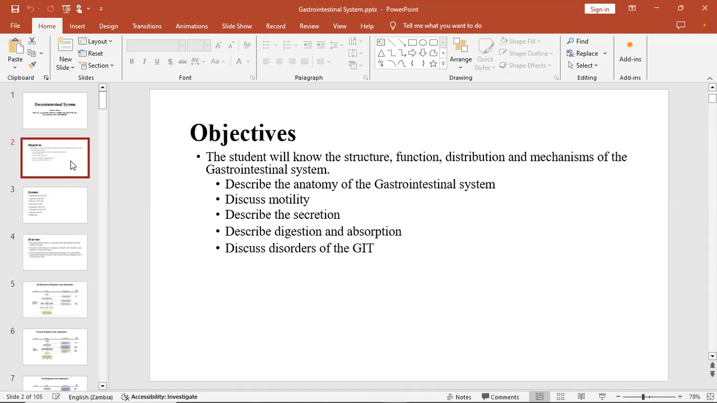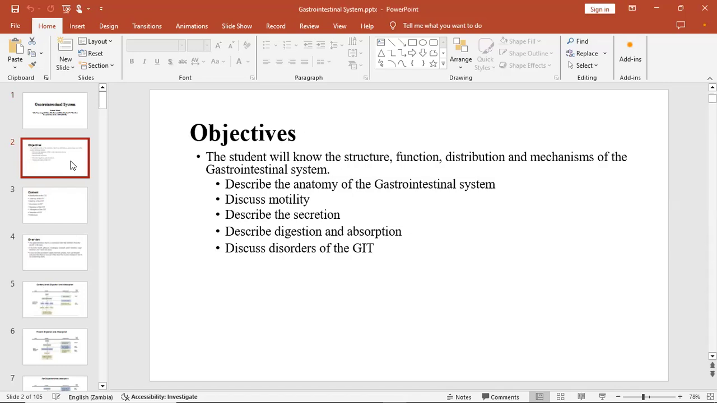what we call objectives. Okay. So now we should know that by the end of this session, you should be able at least to go away with something which has to do with the structure, the function, distribution, and mechanism of the gastrointestinal system. Why are we looking at this? So now, basically, when you look at the structures of the GIT, it's going to help you to understand where a certain mechanism is happening.